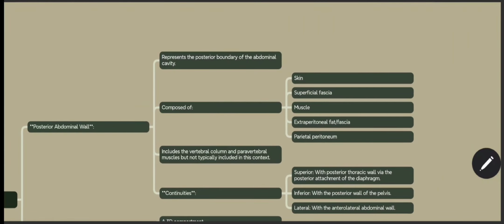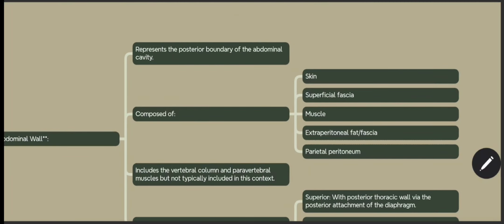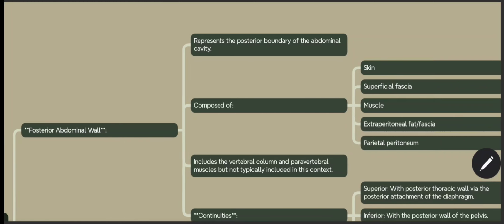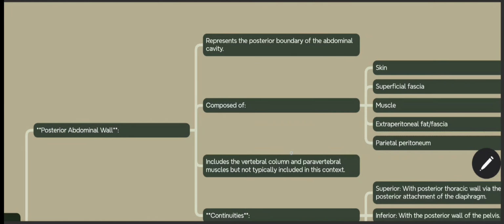The posterior abdominal wall represents the posterior boundary of the abdominal cavity, and it's composed of skin, superficial fascia, muscle, extraperitoneal fat and fascia, and the parietal peritoneum. It also includes the vertebral column and the paravertebral muscles, but these are not typically included in this context.